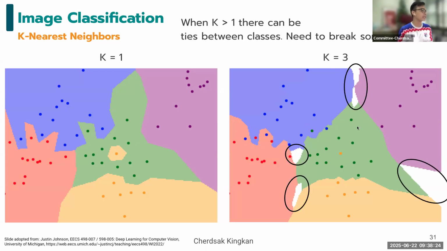But when k is greater than 1, there can be a tight boundary between the classes. So we need something to break this tight area over here. We might come up with some sort of criteria that if any sample falls under this white area, we might need some extra rules to break this tie between the classes. Okay.